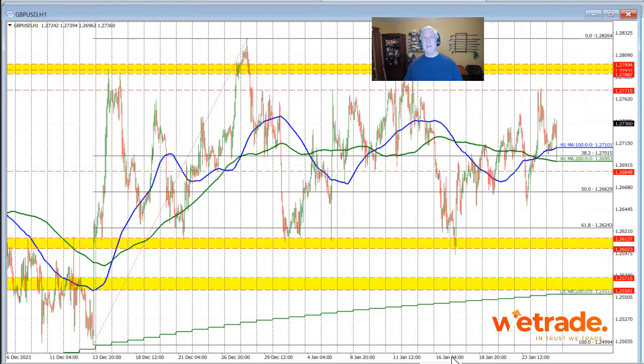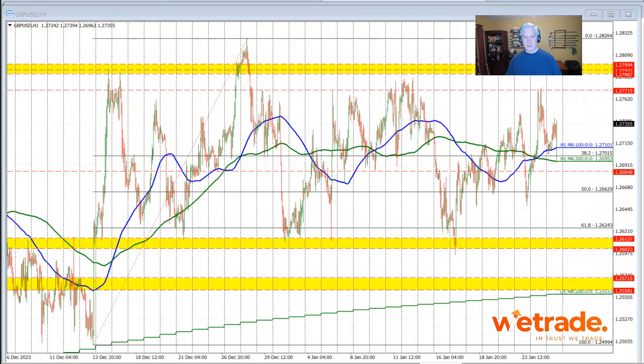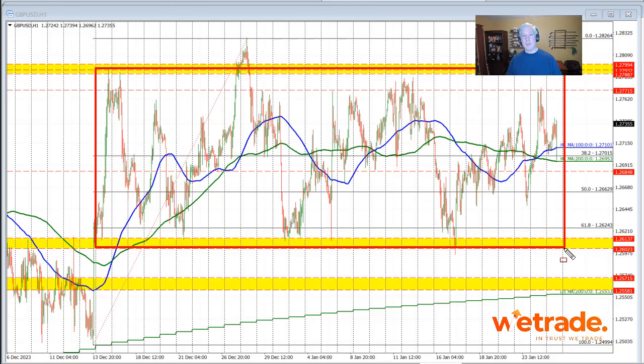Finally, let's take a look at the sterling versus US dollar. Again, I'll focus on the hourly chart. If we take a look at this pair, there's lots of price action in between this area right through here. The price extended to the upside here. We went a little bit below the levels through here. But for the most part, lots of ups and downs. And in between sit the 100 and 200 hour moving averages.